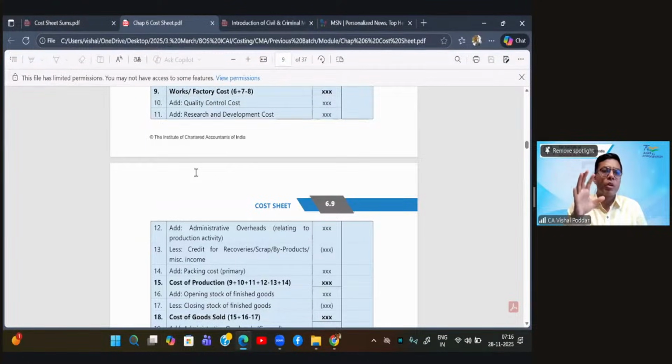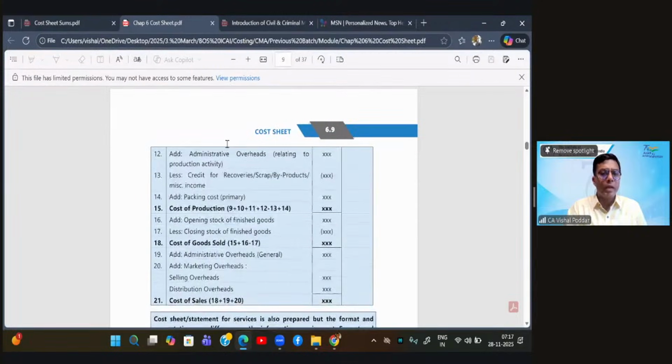So still your product is in production, you can say, and related to production, you have the quality control cost, the R&D cost, the administration cost of production activity, and most important, the primary packing. So your product, once it is completed, once it is made, the very first packing which is done over the product to protect it is what is called primary packing.